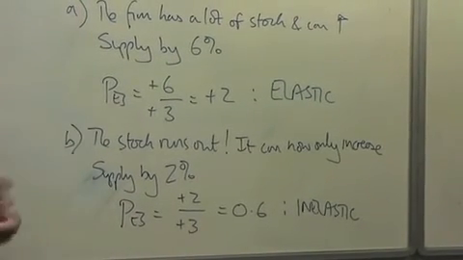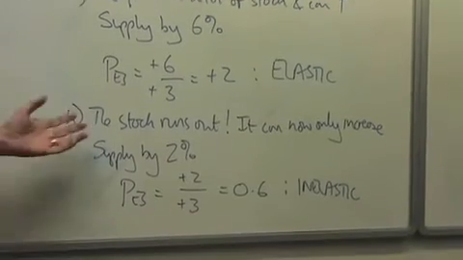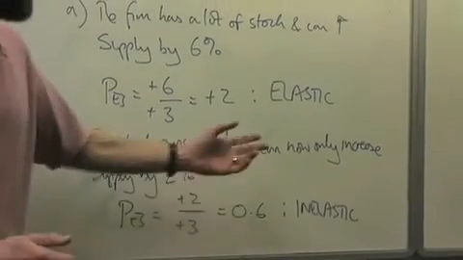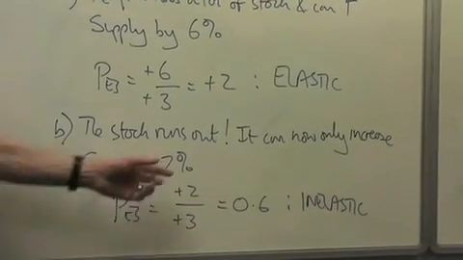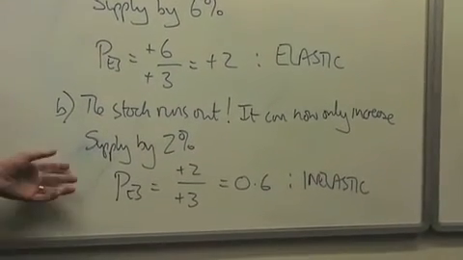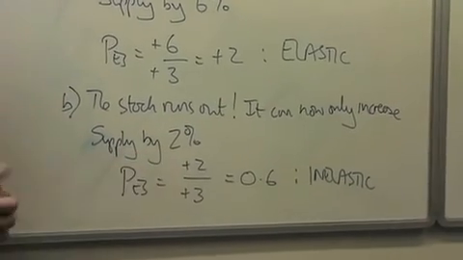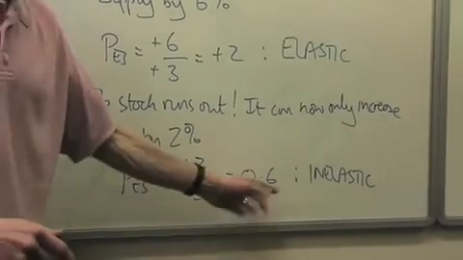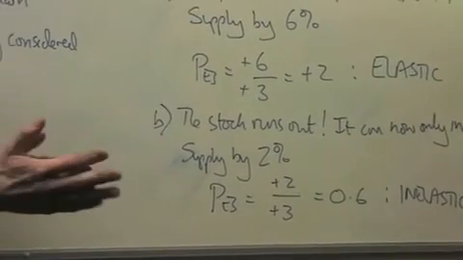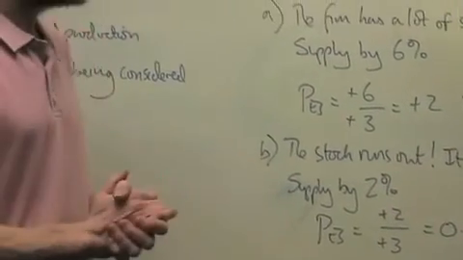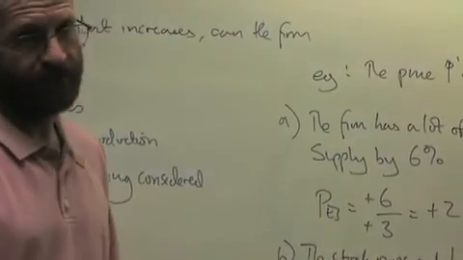But the stock runs out. When the stock runs out, the firm can now only increase supply by getting a bit of overtime work. So let's say that it can increase it by 2%. Now the formula would be plus 2 over plus 3 gives you 0.6. Now supply would be inelastic. It would not be able to respond by as much as the change in price.